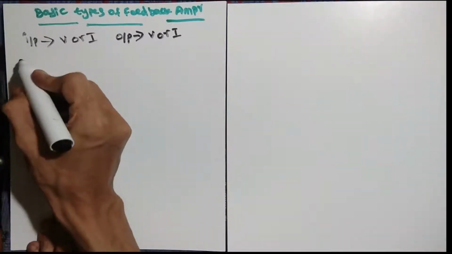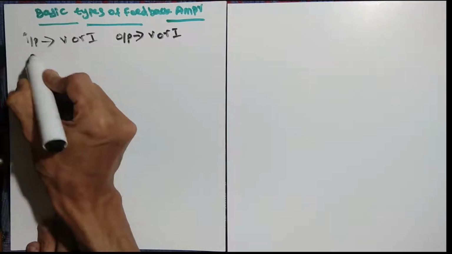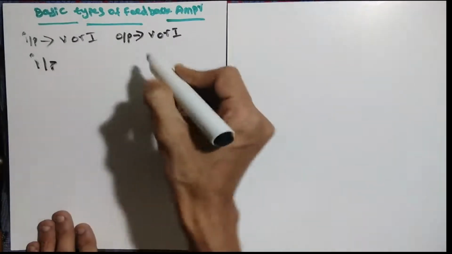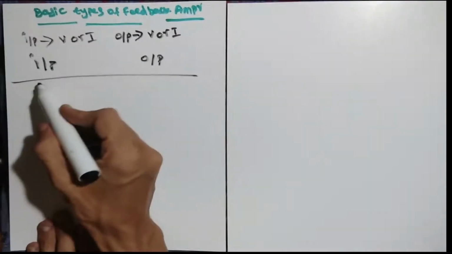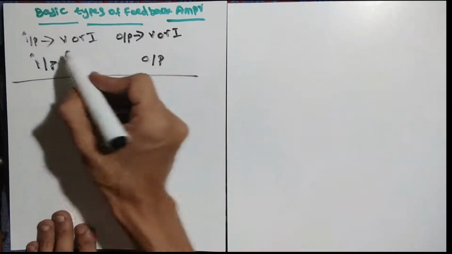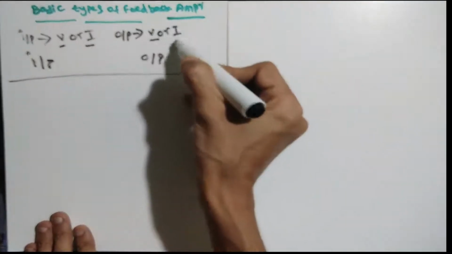If we take the first possibility, we take this one as the input and the other side as the output. So input 0, output 0, like that. Here we have input as voltage and output also as voltage.